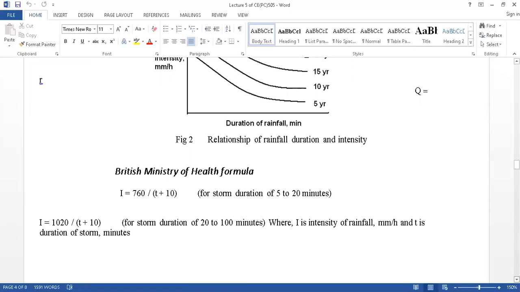If we talk about the duration 20 to 100 minutes, then under the same British Ministry of Health formula, the expression changes, and it is 1020 by T plus 10, where I is the intensity of rainfall in millimeter per hour and T is the duration of storm in minutes.